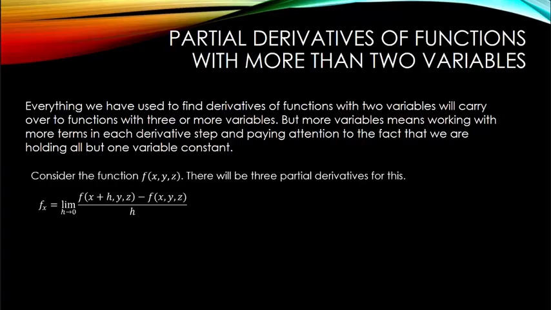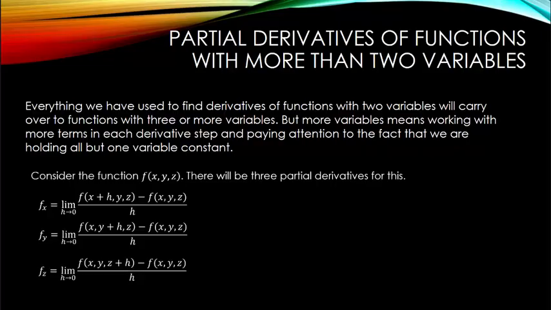There will be fx, which is defined to be the limit as h goes to 0 of f of x plus h, y, z minus f of xyz divided by h. There's fy, which is formally defined by the limit as h goes to 0 of f of x, y plus h, z minus f of xyz over h, and fz, which is formally defined as the limit as h goes to 0 of f of x, y, z plus h minus f of xyz over h.